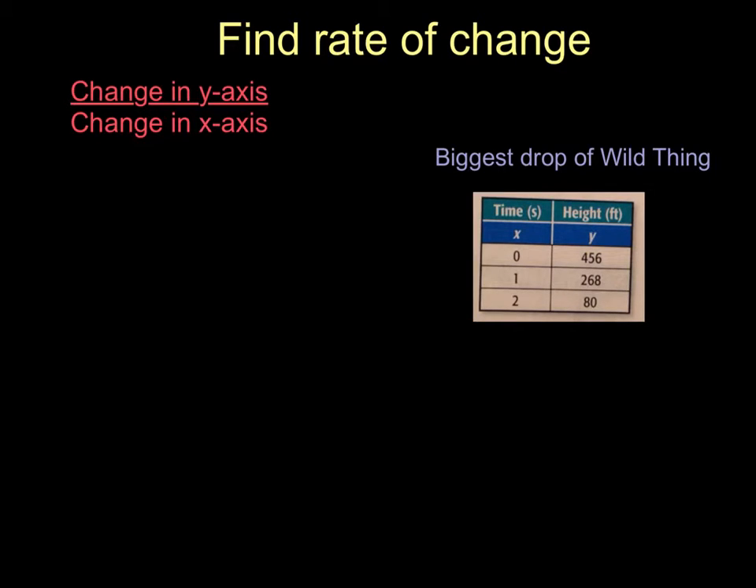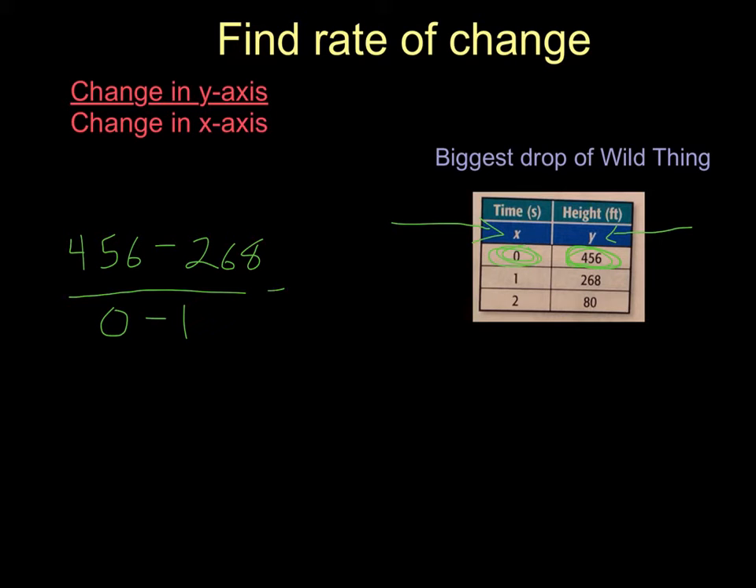So to find this rate of change, I'm going to take the change in my y-axis. Here's my y. So I'm starting with 456, and I'm going to subtract 268 from that. Now I'm going to take a look at my change in the x-axis. I started with this top number for my change in the y-axis, so I have to start with this top number here. So I'm starting with 0, and the change is 1. And when I subtract this, I get 188 on the top, and on the bottom I get negative 1.